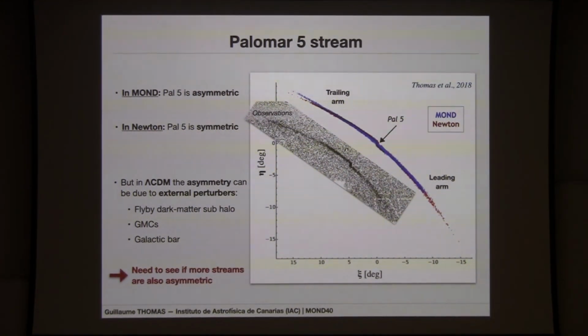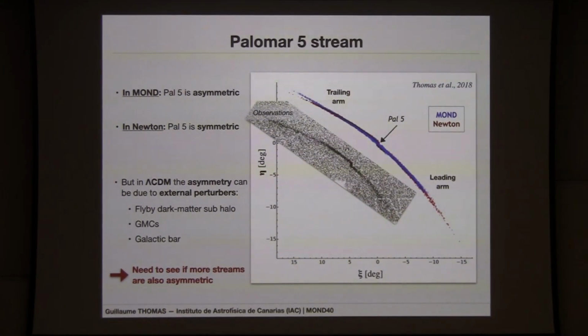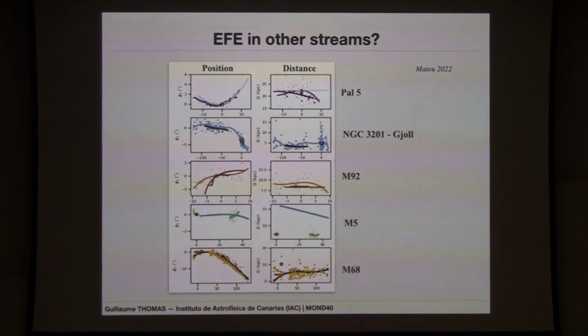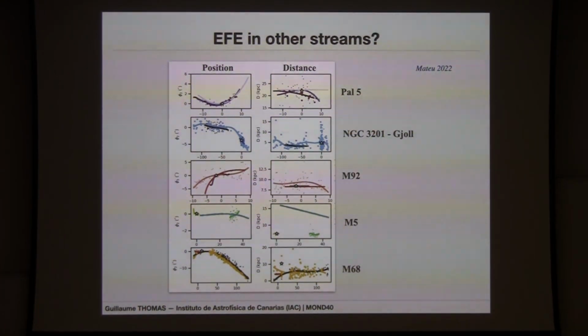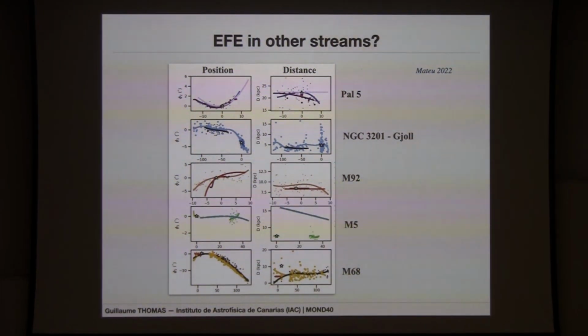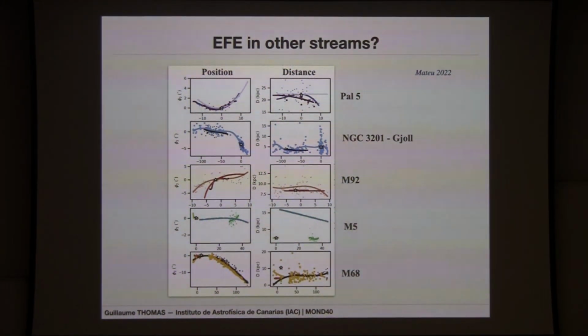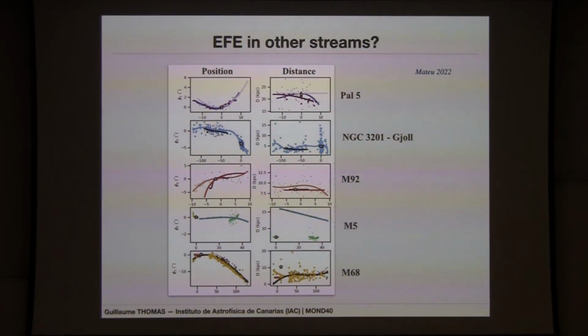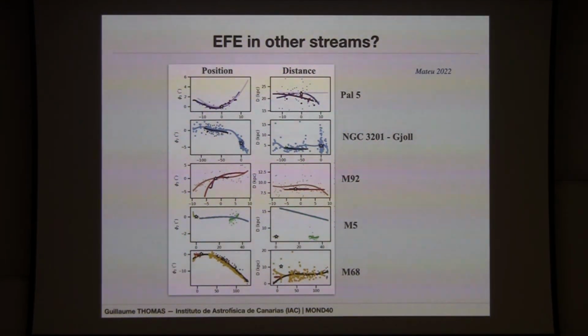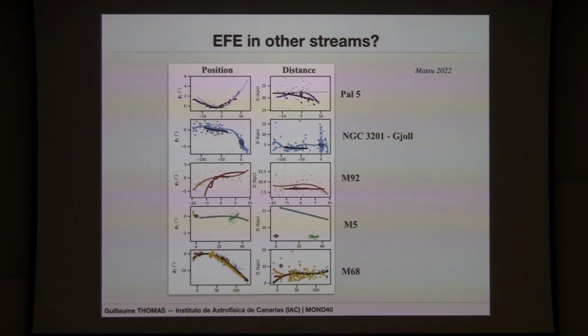So the problem is that it's just one stream, so we need to see whether most of the observed stellar streams are also asymmetric, as predicted by MOND. The problem is, as I was saying before, only 9 stellar streams have non-progenitors, and here you have the map of the stellar streams and the different tracks found by the different authors. And as you can see, except for Palomar 5, where most of the people agree on the position and the distance, we still have some debates. You can see for the other streams, even on the position, nobody agrees exactly on what the stream is, or what the extent of the streams is.